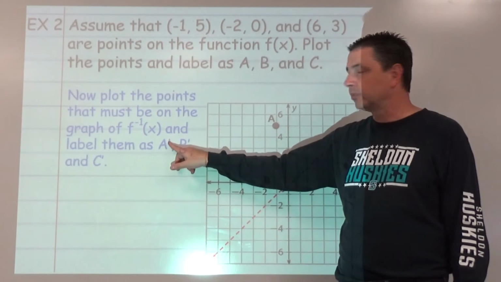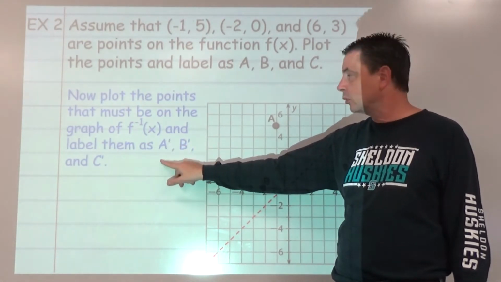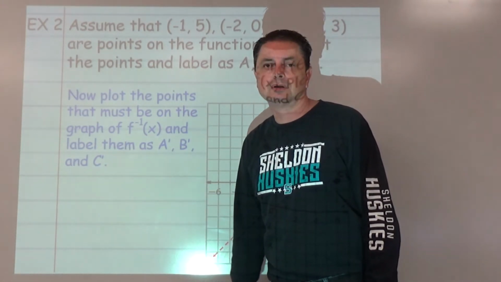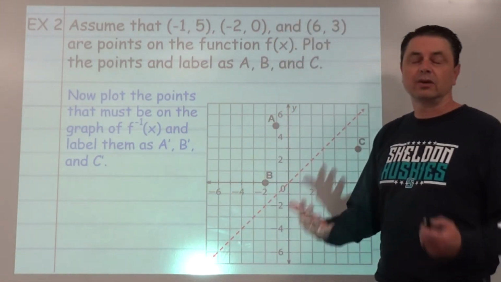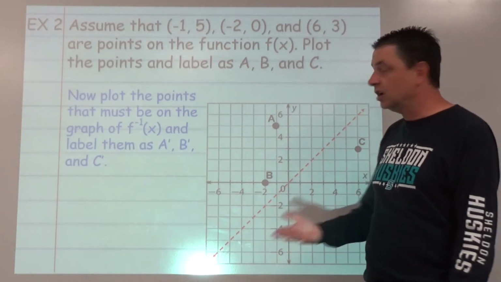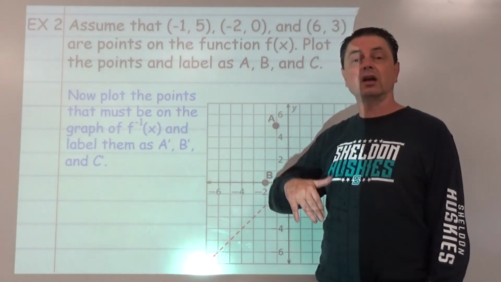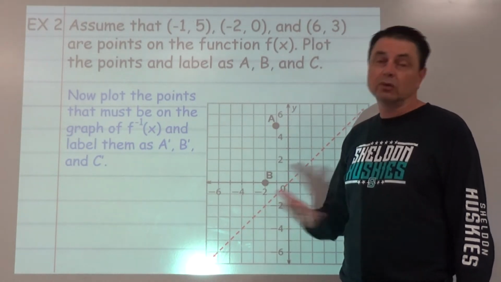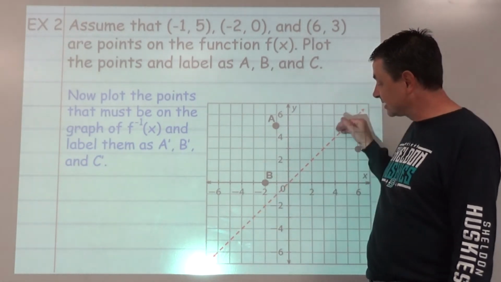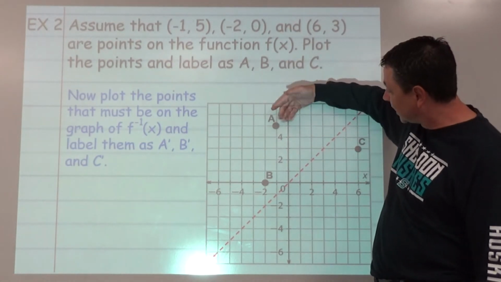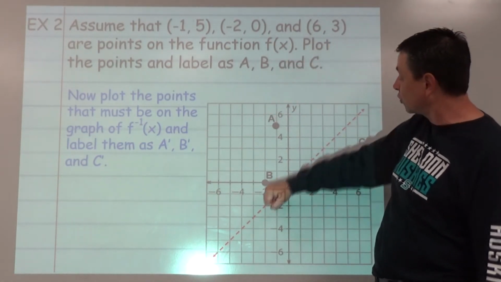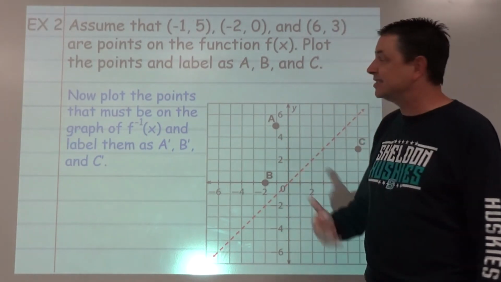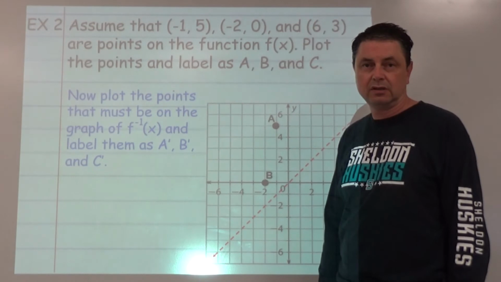Label them as A prime. It's like an apostrophe. We say A prime, B prime, C prime. Now, how do we do that? There's a couple ways. We just saw that a function and its inverse are reflections of each other in this line. So we can take point A and reflect it across the line y equals x. But it's a little bit hard to visually see where that happens.